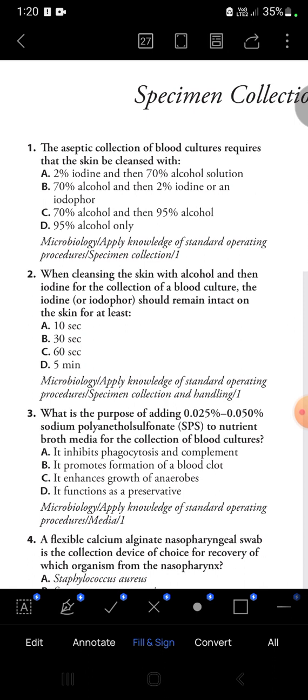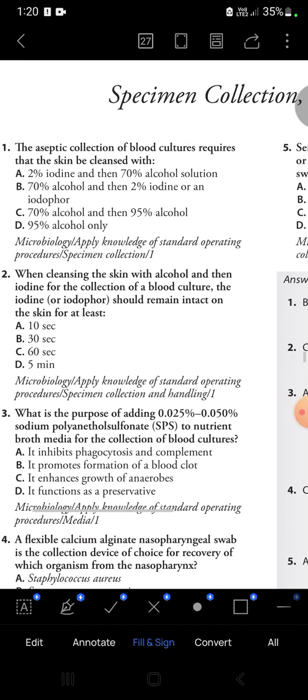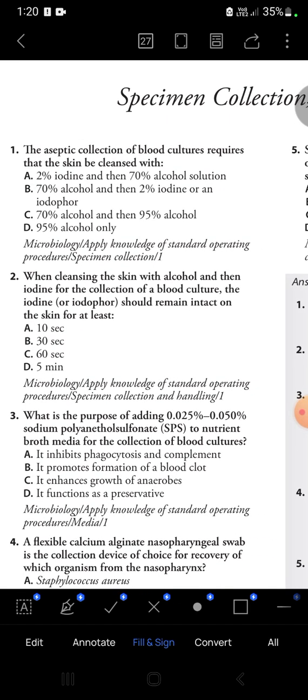So, the first question is: septic collection of blood cultures requires that the skin be cleaned with A. 2% iodine, then 70% alcohol; B. 70% alcohol, then 2% iodine; C. 70% alcohol, then 95% alcohol; D. 95% alcohol only. So the answer is B, because 70% alcohol works better than anything else. So first, the sterilization is done using 70% alcohol, then 2% iodine.